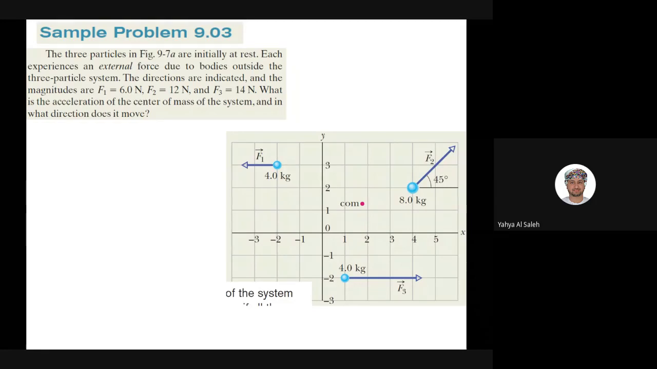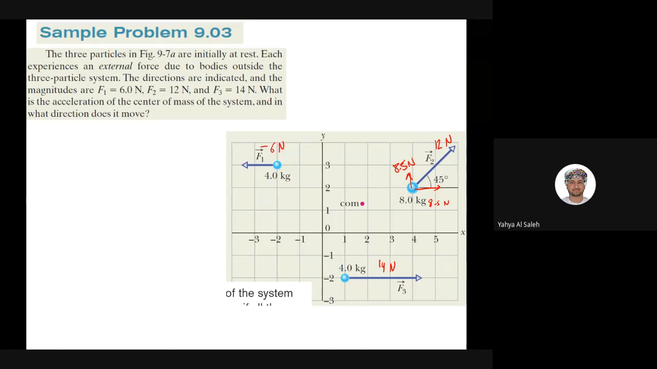F1 on the 4 kilogram mass is going to be 6 newtons in that direction, so minus 6 newtons. F2 is 12 newtons at 45 degrees. So 12 sine 45 and 12 cosine 45 will give me about 8.5 newtons in each direction. And F3 is 14 newtons to the right.